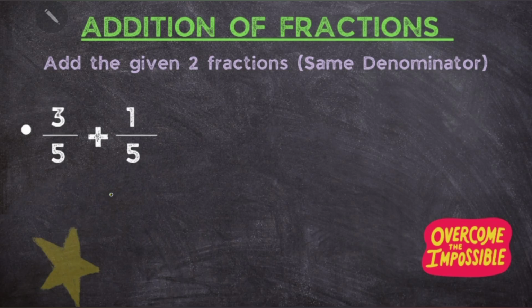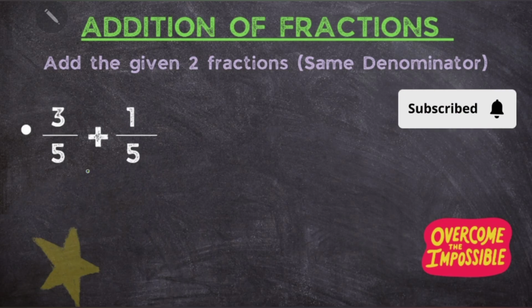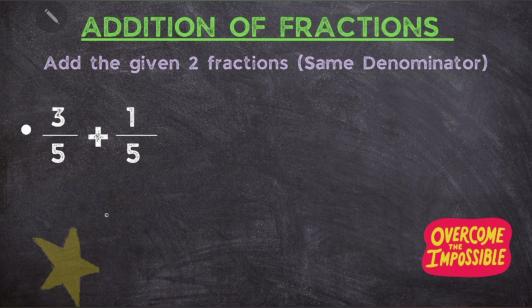What you have to do is simply add both numerators. The denominator you will just write as it is, you're not going to add it, please remember that. You're just going to copy paste the denominator because it is the same, and you are simply going to add the two given numerators.